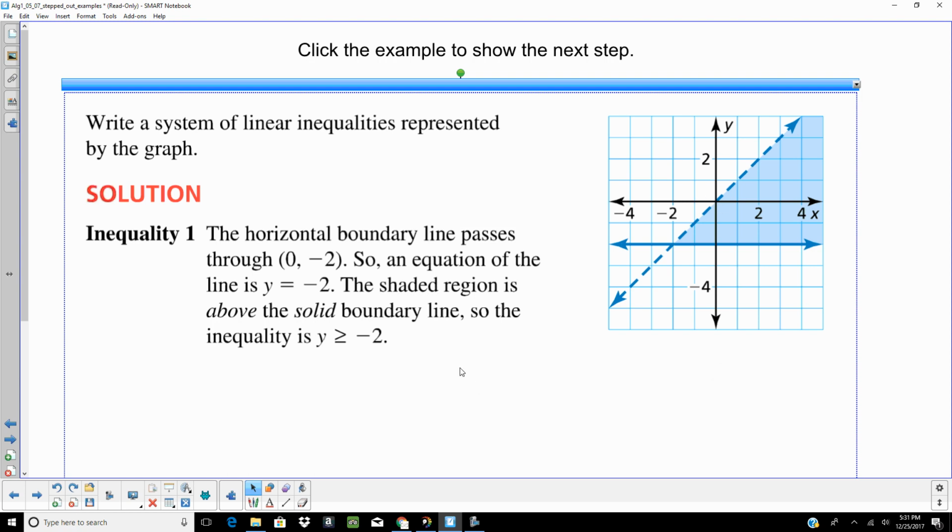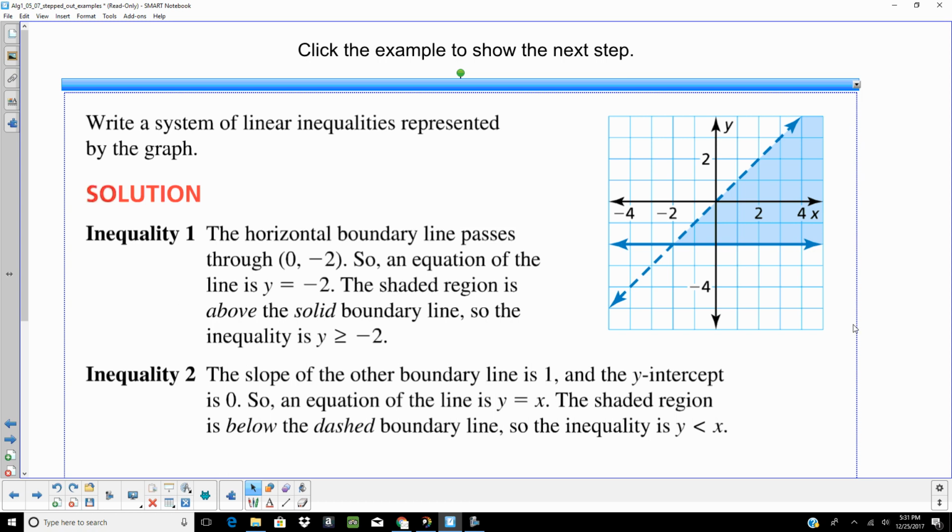So my first one is y is greater than or equal to -2. For my next one, my boundary line, my y-intercept is 0, because that's where it's crossing, and my slope is 1. So it would be 1x plus 0. So that's where they come up with that y equals x. It's also dashed, so there's not going to be any equal sign, and I'm shading lower, so it's y is less than x.